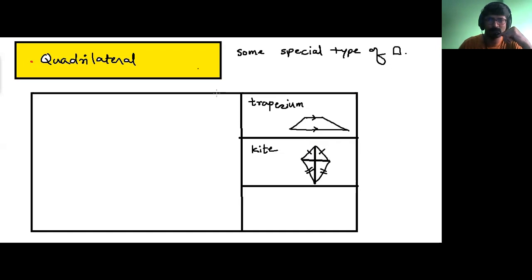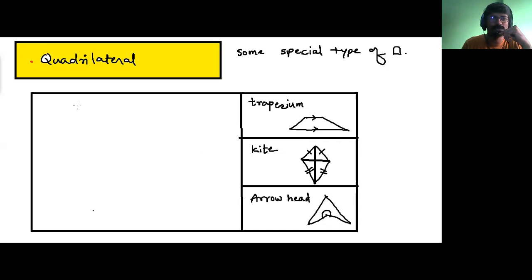And then the third one is the arrowhead. I hope students you are all writing. Now what is the arrowhead? An arrowhead looks something like this. Look at this: one line, two lines, and then it looks something like this. So this is basically a concave polygon.